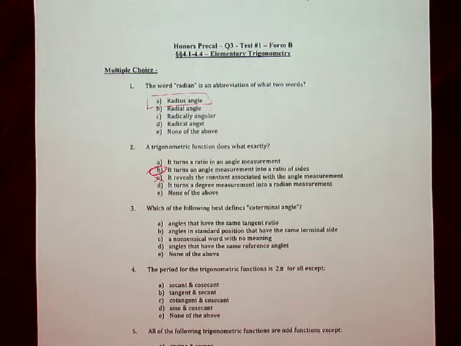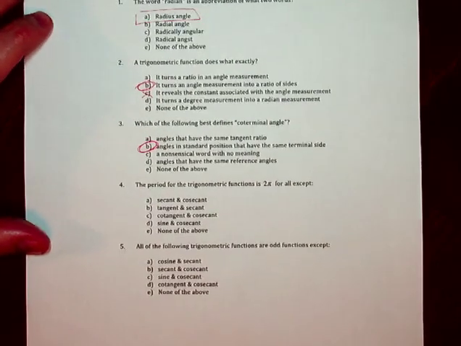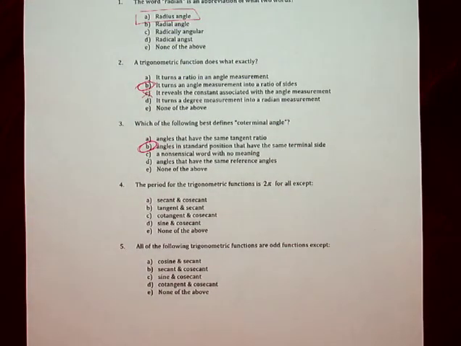Okay. Which of the following best defines coterminal? Angles that have the same tangent ratio, angles in standard position that have the same terminal side, a nonsensical word with no meaning, angles that have the same reference angles, or none of the above. And it's actually B, right? And we get coterminal angles by either adding or subtracting 2 pi, or if we're dealing with degrees, adding or subtracting 360.